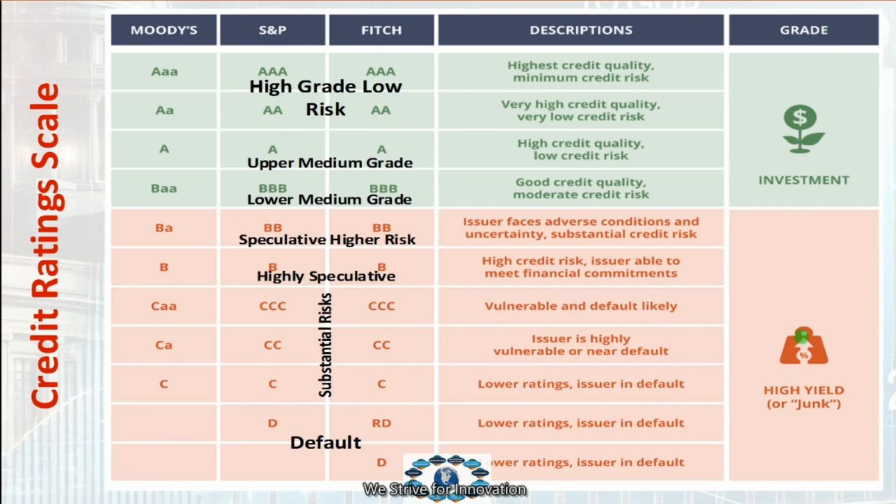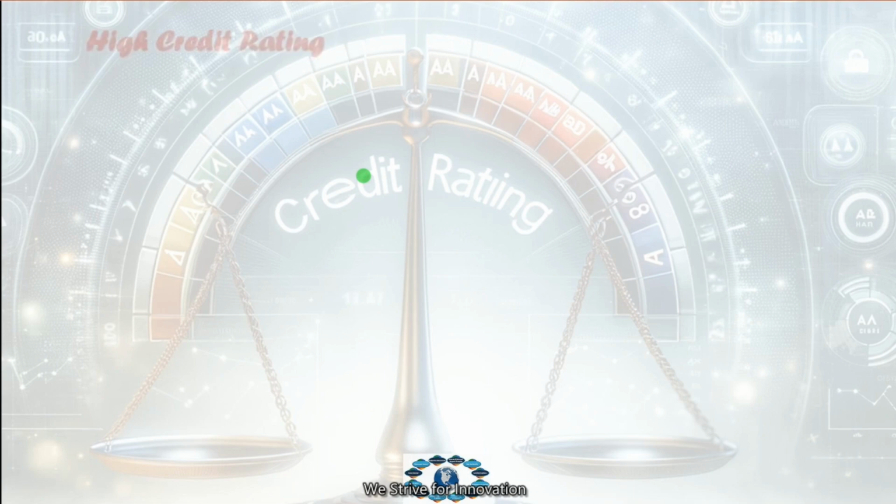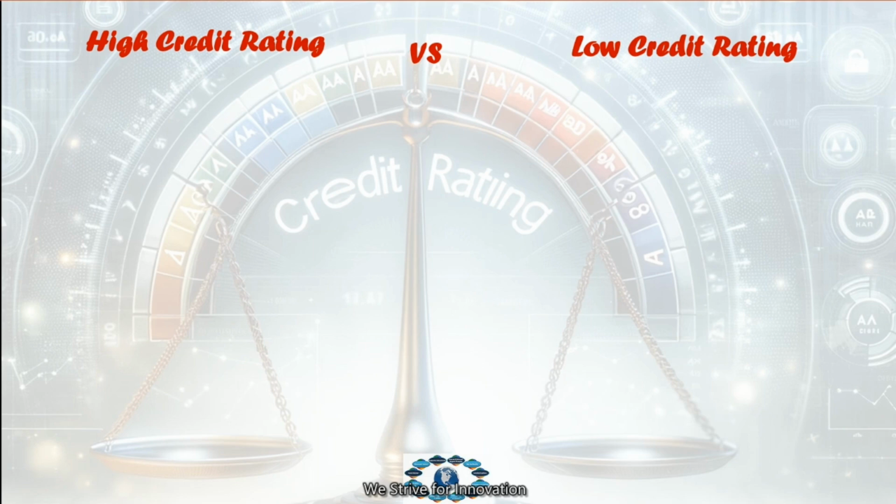You can use this as a reference to evaluate the company and see where they fall, which category: high grade, low risk, upper medium or lower medium, speculative, or default. And from there you can evaluate the person you want to deal with, do business with, or give a loan to. Now let's compare the high credit rating versus the low credit rating and how it affects some aspects.